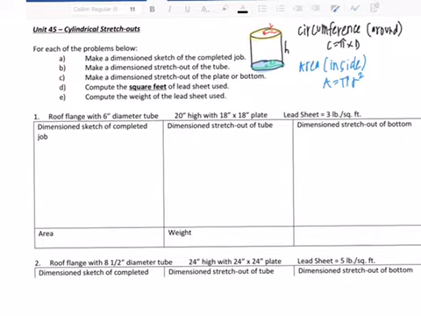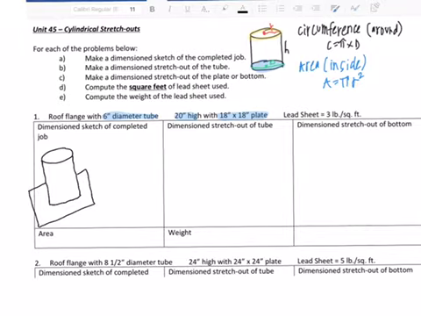So here we go. Part A, make a dimensional sketch of the completed job. Right here I'm just going to read the details. We have a 6-inch diameter tube. It's 20 inches high, and it's sitting on top of a square plate, 18 by 18. I'm first going to start out by drawing the cylinder. Visualize a cylinder for a minute. You've got your circle on top, and it's kind of looking like this, circle on bottom. And it says that it's sitting on top of a square plate. Mine looks a little rectangular-ish, but you know what I mean.